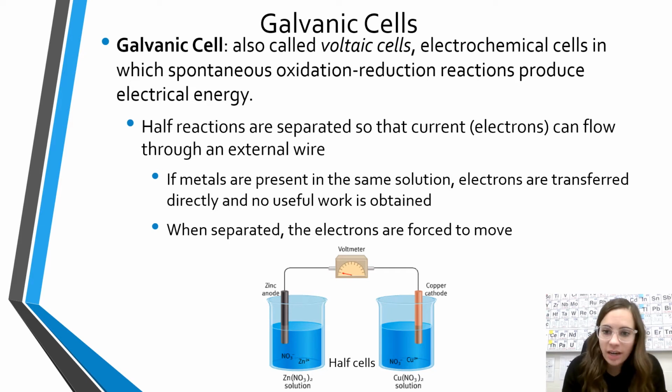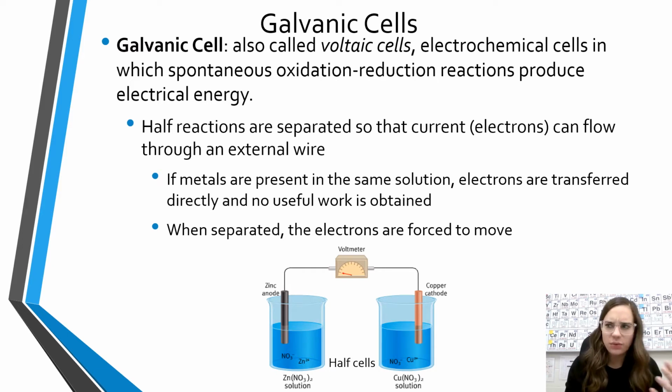So we've been talking about redox reactions, right? And we know that a redox reaction has two parts. It has an oxidation and it has a reduction. And so what a galvanic cell does is it actually takes that redox reaction and splits it into two separate places. So instead of allowing the oxidation and reduction to occur in the same area, we split it up and have one half reaction happening in one location and one half reaction happening in another location.